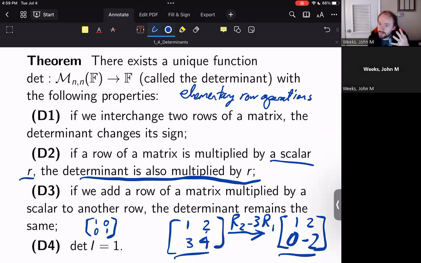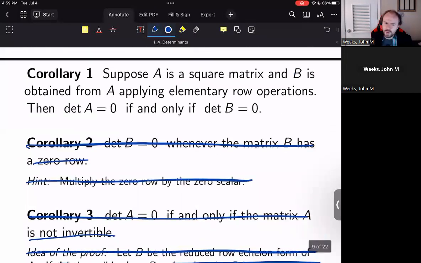If you have all these 4 properties, you've got a unique function. There's one that exists, and it is unique. Before going through this, let's talk about some of the corollaries with this theorem. So let's suppose, for example, you have a square matrix A and that B is obtained from A by applying elementary row operations, D1 through D3. Then the determinant of A is 0 if and only if the determinant of B is also 0.